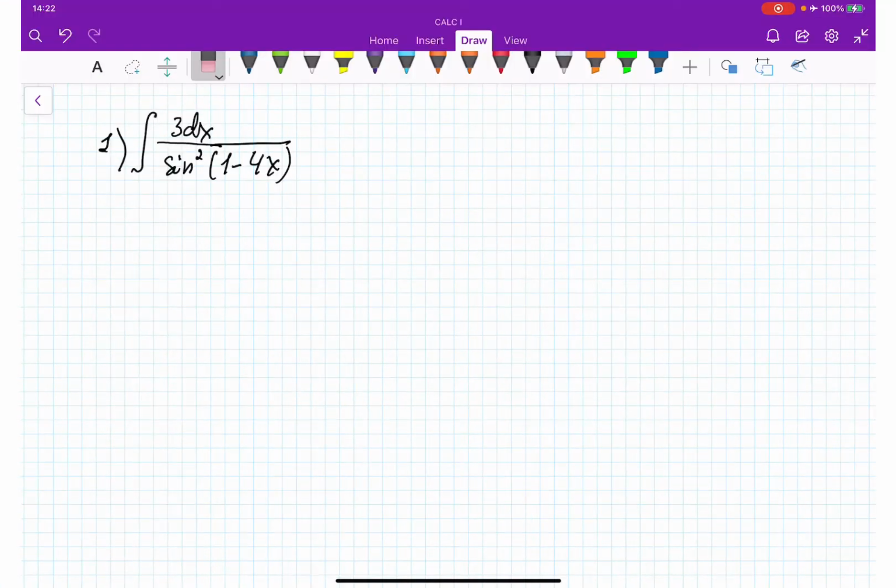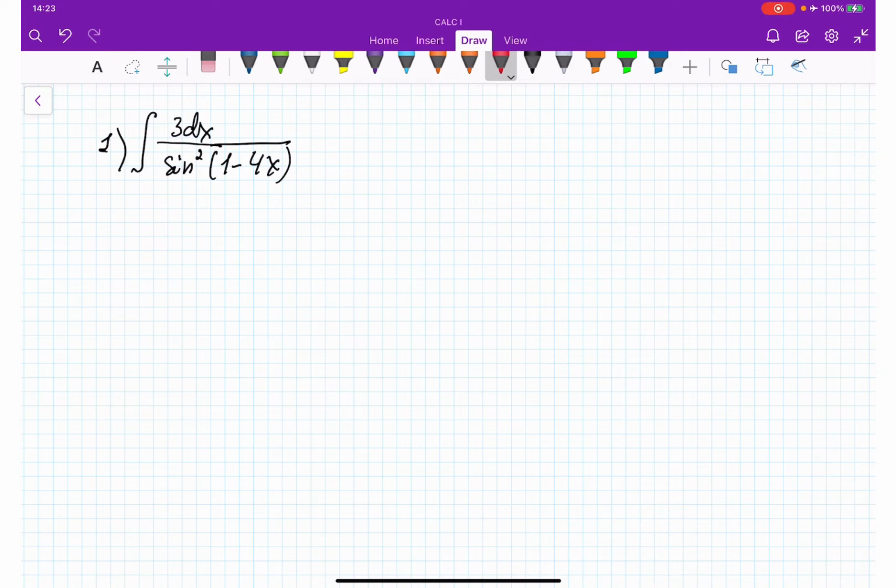Solving another set of problems with the method of substitution. So, the integral of 3 dx over sine squared of (1 minus 4x). Before we start, let me write down a formula that is very important and widely used, especially when we are doing the method of substitution.